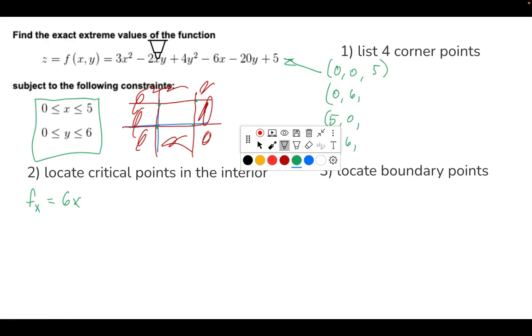2xy, when we take that partial, we get minus 2y, right? Take the derivative of 4y squared. Y is a constant, so that's a 0. Negative 6x, that just gives us negative 6 times 1. 20y, that's a constant, that's a 0. 5, that's a constant, that's a 0 when we take its derivative. So this is our derivative.